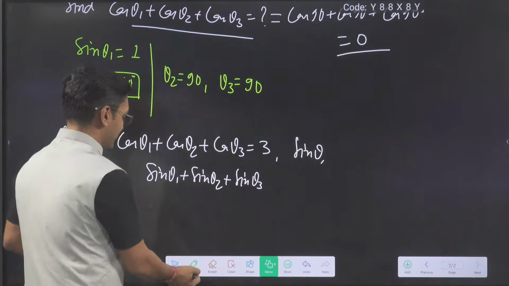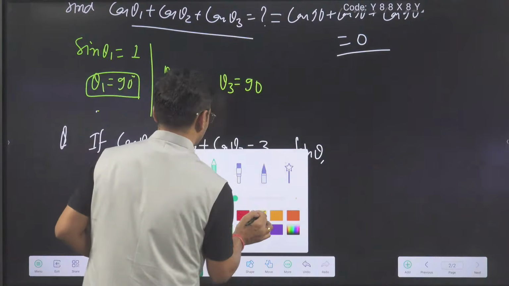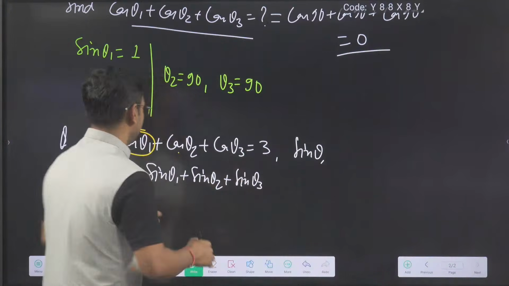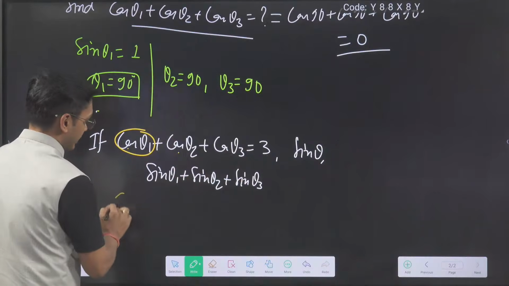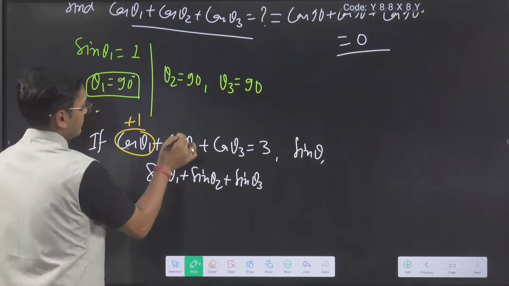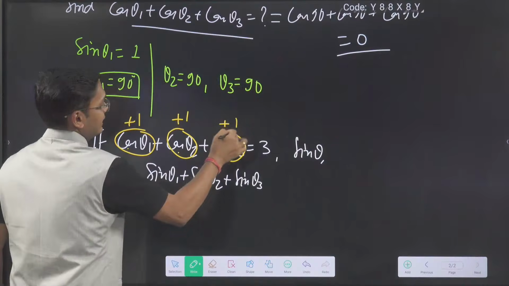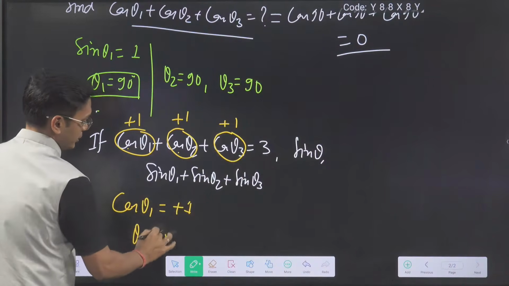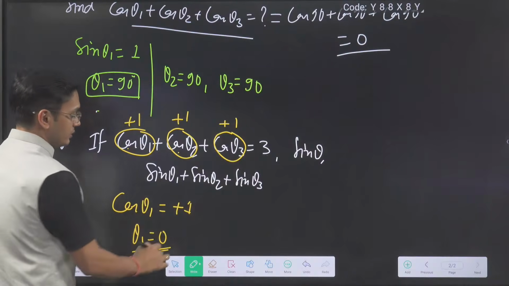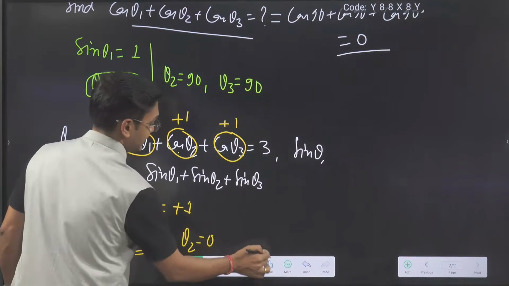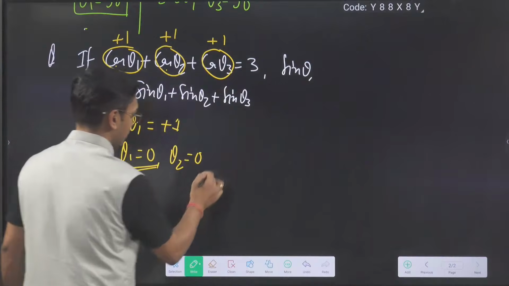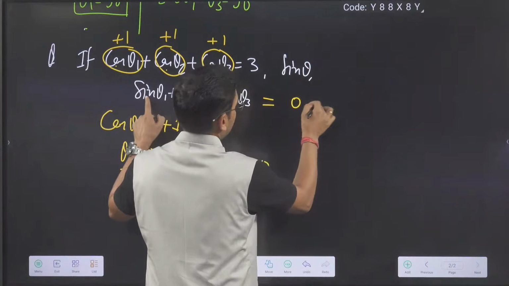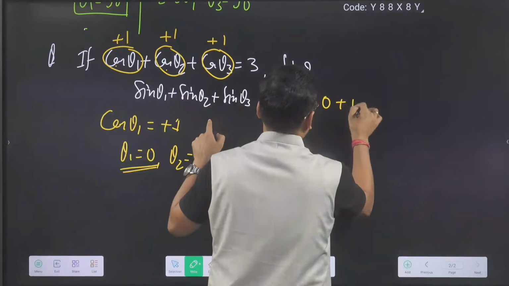So the same logic is applicable. The maximum value of cos is 1 only. So this is maximum, this is maximum, this is maximum. This is only possible when theta is equal to 0. What I am saying is, if cos theta 1 is plus 1, this is plus 1, this is plus 1, then only we get 3. So the cos theta 1 value is plus 1. That means theta is equal to 0, because cos 0 is equal to 1. So theta 1 is 0. Similarly, theta 2 is also 0, and theta 3 is also 0. Since all 3 are 0, sine 0 is 0 plus sine 0 is 0 plus sine 0 is 0. So the answer comes out to be 0.